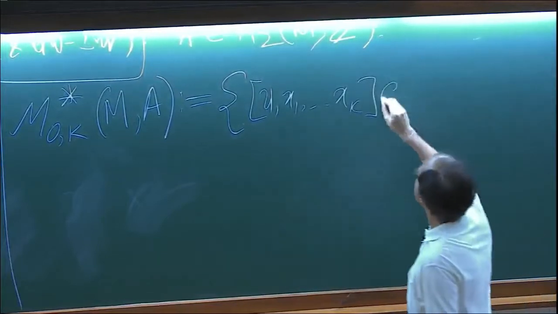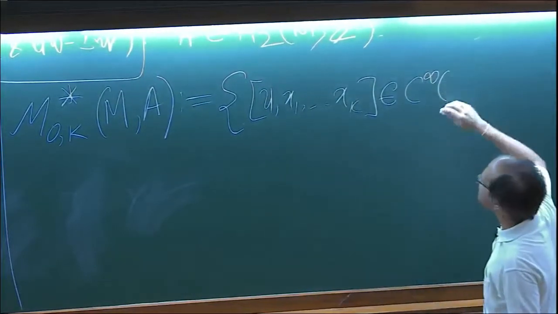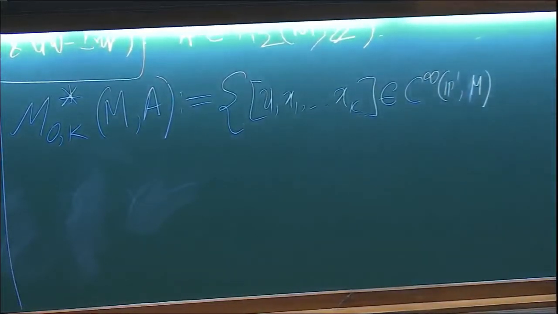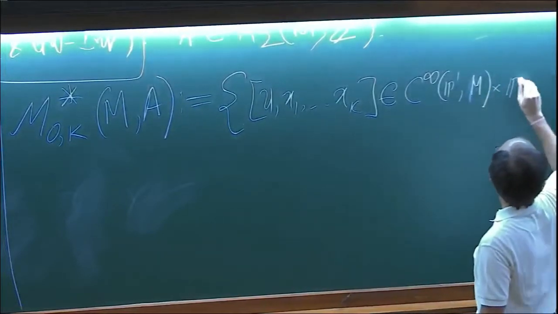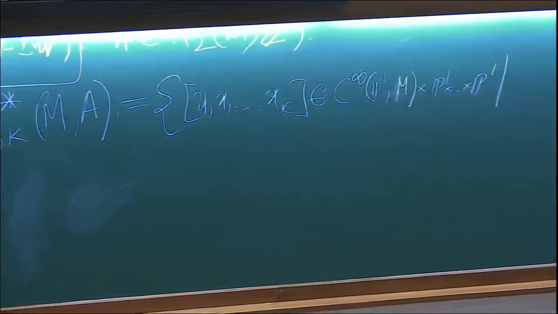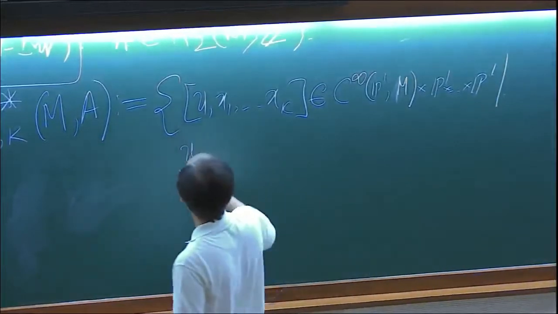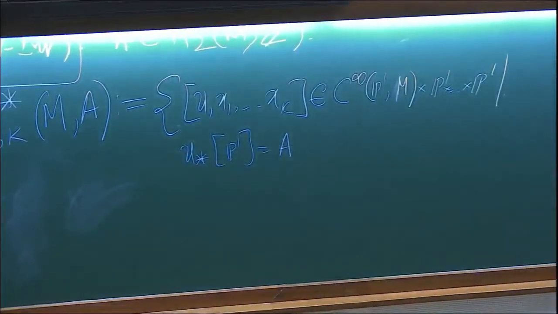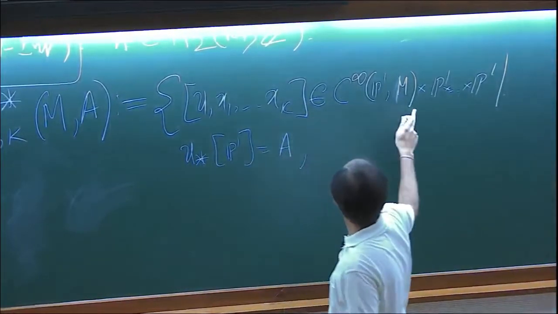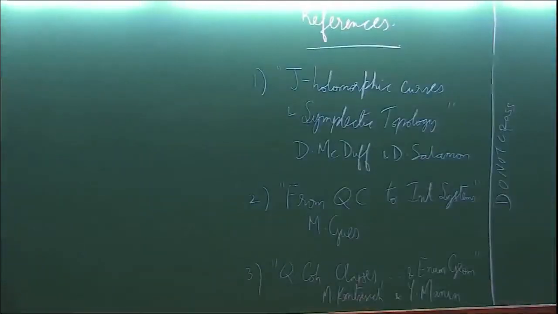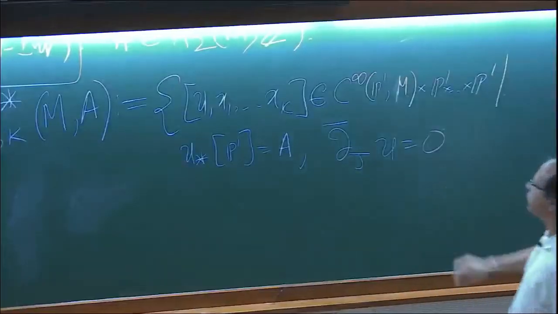So what is u? Let's say to begin with, it's a smooth map from P1 to M, and x1 till xk are all marked points. What is the condition? First of all, u represents the homology class A, which in the case of CP2 means I would be looking at degree d smooth maps. Then I don't actually want to look at smooth maps, I want to look at holomorphic maps. So what is the condition for holomorphic maps? The Cauchy-Riemann equation has to be satisfied: del bar u is equal to 0.